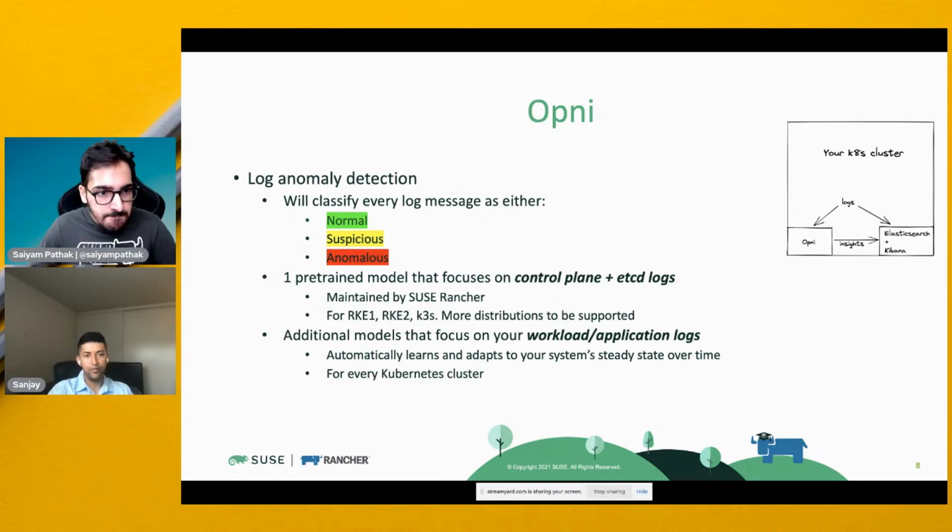Yeah. So by default, if you're using an RKE1, RKE2, or K3S cluster, then you're going to have a pre-trained model that comes installed with Opni. And the nice thing about this pre-trained model is that because it's maintained by us, it's going to be constantly updated and improved. You don't need to worry about Kubernetes distributions: if a distribution changes some logging format, introduces new sets of logs, or removes logs, our pre-trained model is going to be constantly iterated on and improved.